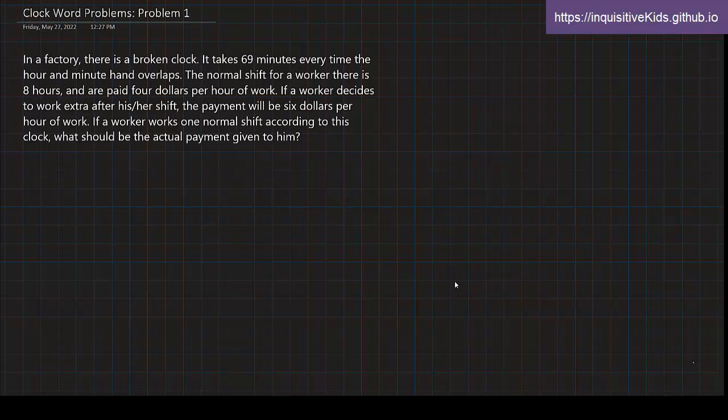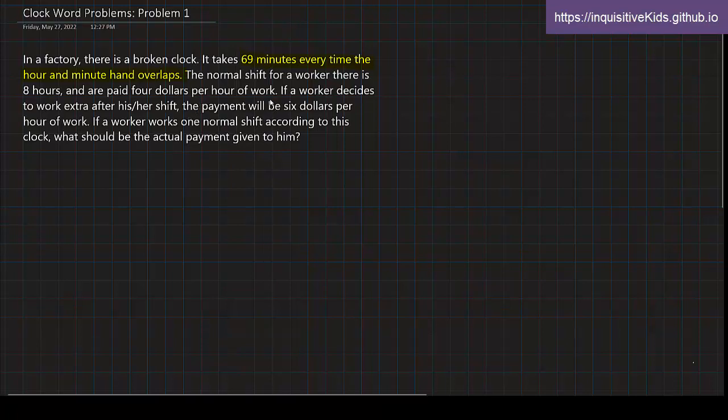Alright, so our first problem, we're going to be looking at broken clocks. In a factory, there is a broken clock. It takes 69 minutes every time the hour and minute hand overlaps. The normal shift for a worker there is 8 hours, and they are paid $4 per hour of work.